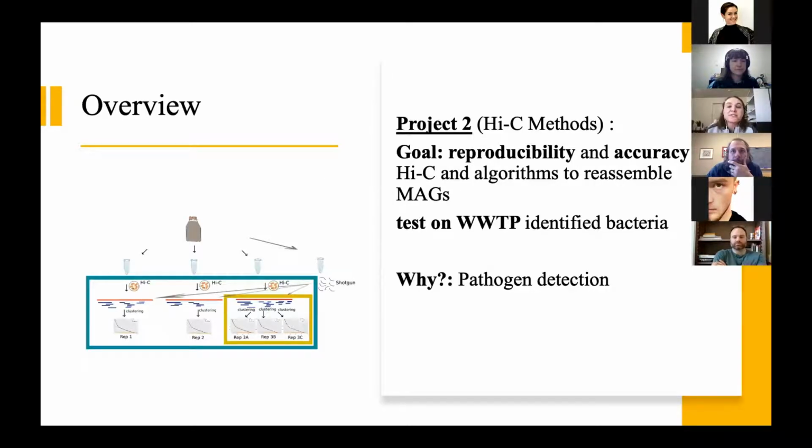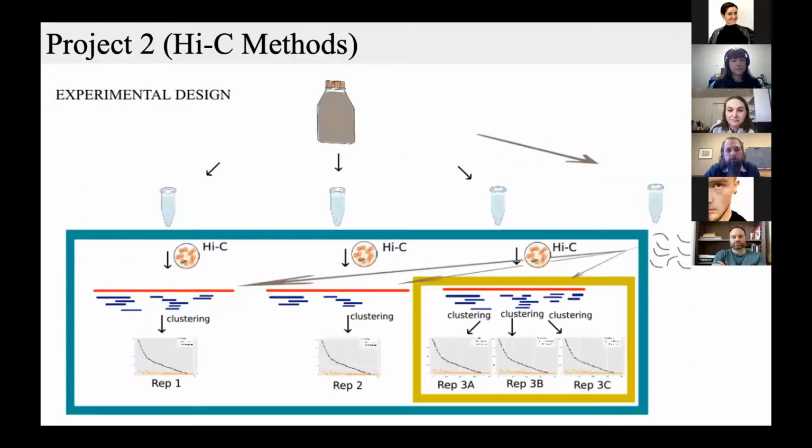So in the second project, I investigate the effectiveness of different software in terms of their clustering of organisms to estimate the abundance of different genomes used in metagenomics. And this is very important to be able to identify antibiotic resistant genes, which is crucial for pathogen detection.